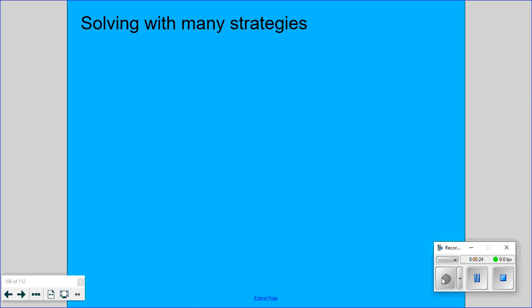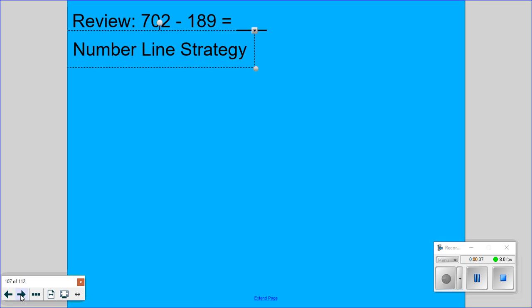So we're going to do a practice one together, and then I'll give you a piece of paper, and you're going to do it on your own. Okay? Underneath this title, I want you to write this equation. Nope, you don't have to write review. Just the equation. You can write number line strategy if you want to, because that's the first strategy we're going to start with.